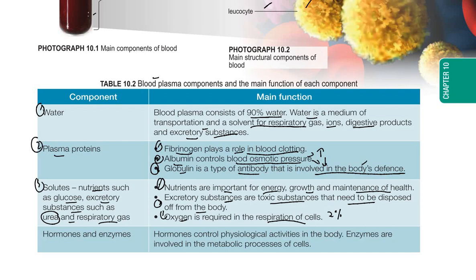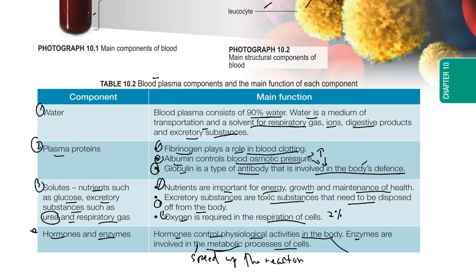Okay, and then the last one we have hormones and enzymes. So what are hormones? Hormones control physiological activities in the body. Okay, and then enzymes are involved in the metabolic processes of cells. So I think the enzyme you have learned before. Enzyme usually will help to speed up the reaction. So this is the enzyme. Usually enzyme is a protein, made up of protein. But hormones control something. Control physiological activities in the body.